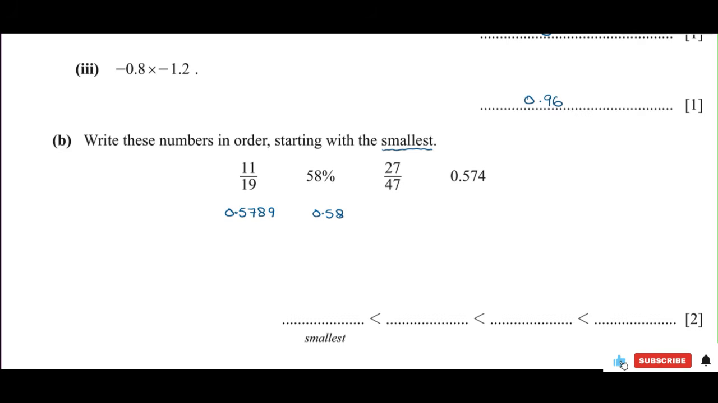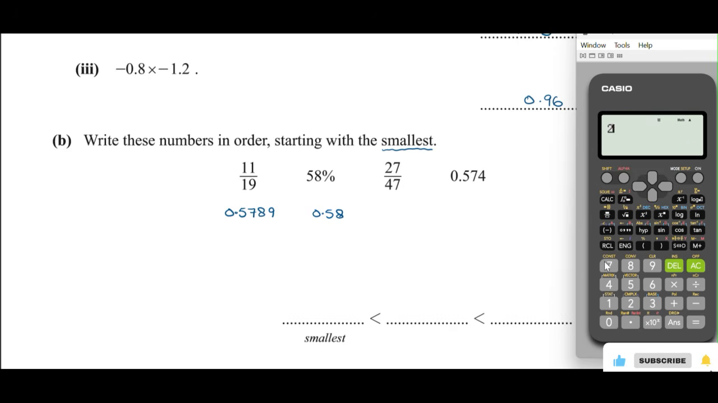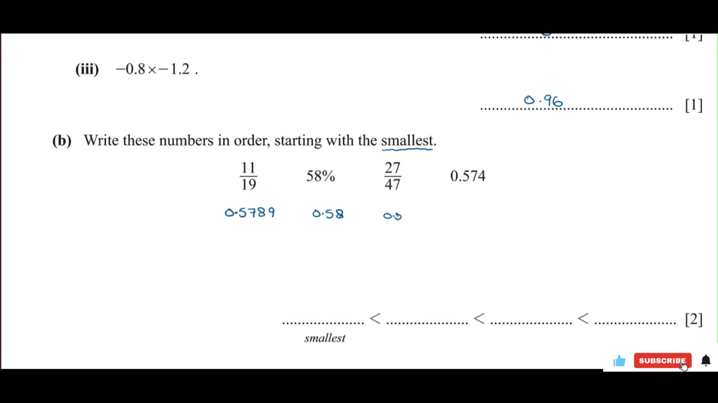27 over 47. So 27 divided by 47 is 0.5744, and then a 6, so we need to round it. 0.5745. And this is already in terms of decimal, right? Okay, so which one is the smallest? 0.58 is a bigger one, and 0.57 for these three.